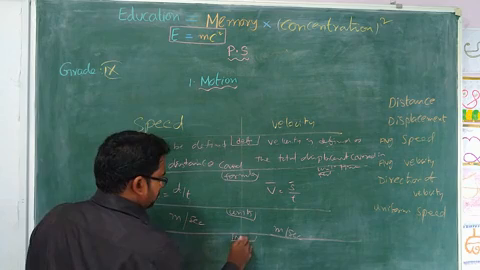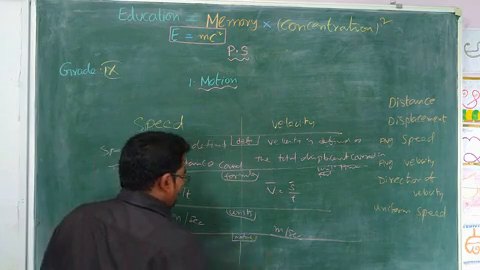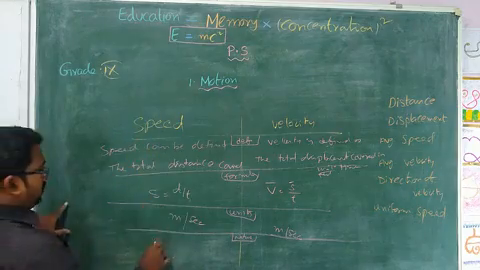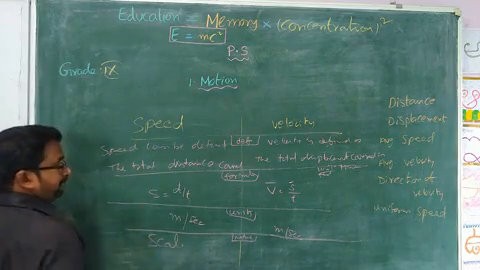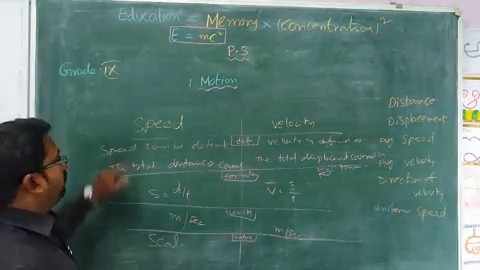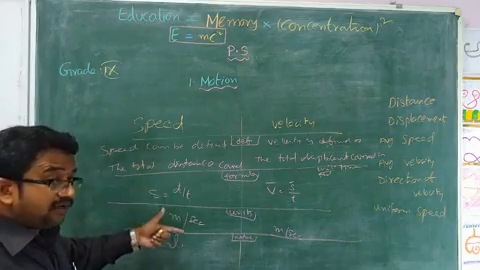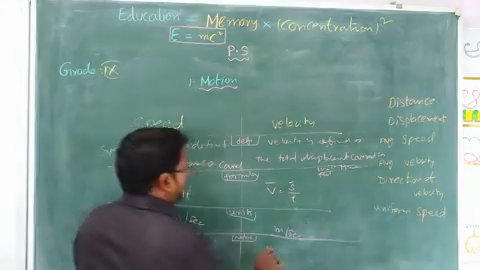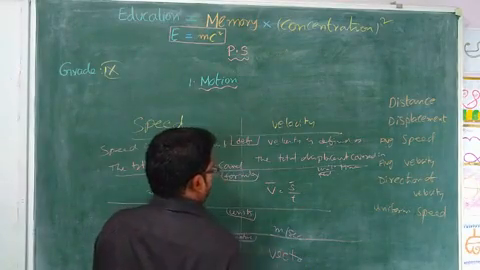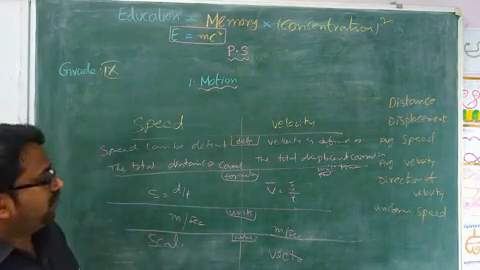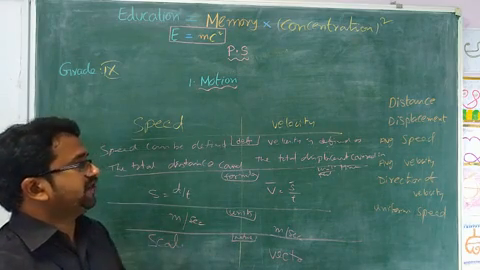About nature. What is the nature? Speed is a scalar quantity. Why is it a scalar quantity? Because it does not have any direction. And velocity is a vector quantity. Okay, these are the differences.